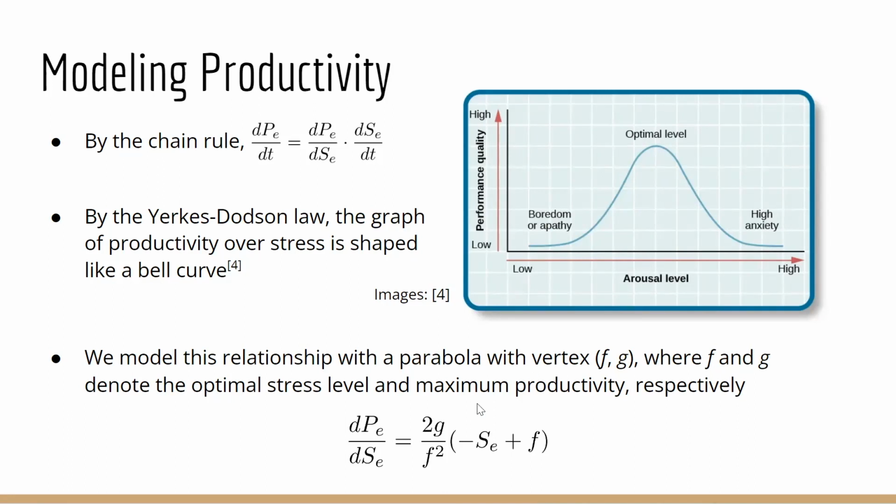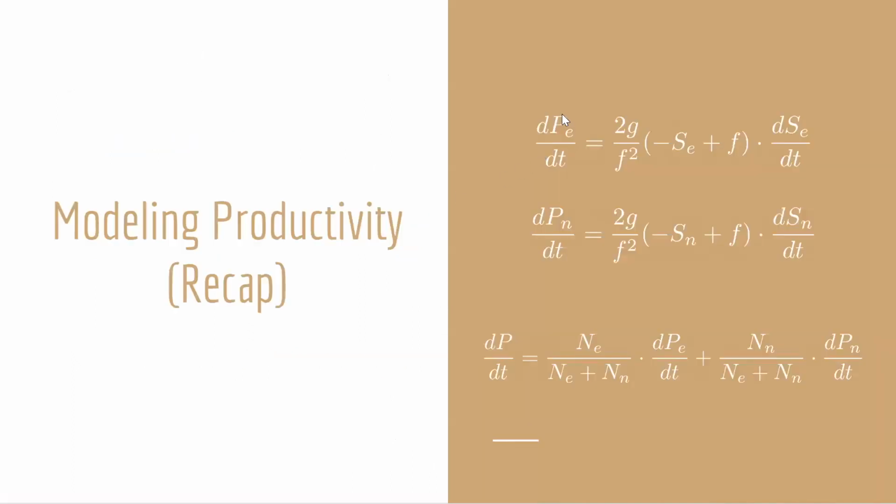And we can use the chain rule: dPe over dt is equal to dPe over dSE times dSE over dt to model productivity change with relation to time. And in summary, the productivity of existing crewmates and the productivity of new crewmates are modeled in the same way. And dP over dt is just the weighted average of these quantities.